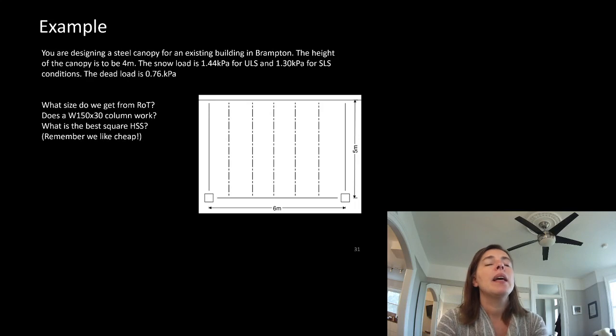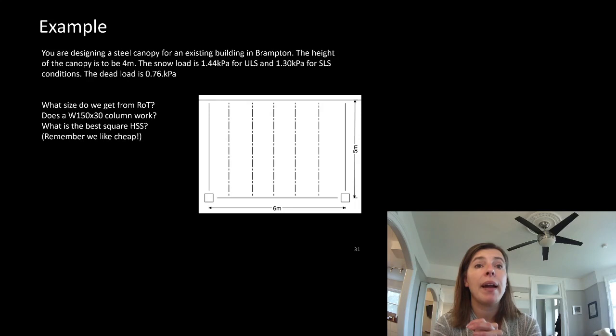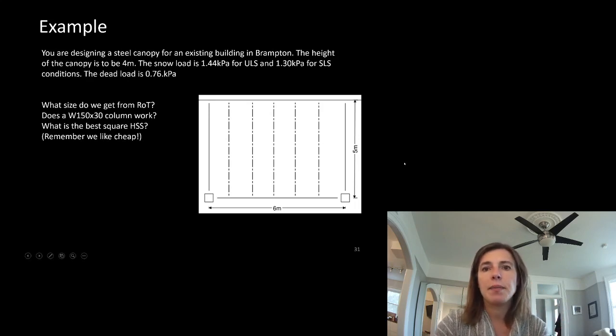And then they've said, this architect has a very clear idea of what they want this canopy to be. Maybe they're trying to match interiors. They've said, does a W150 by 30 work for a column? They want that to be the column. And then they've also said, we acknowledge, though, that that's just our aesthetic. So we want to know, is there an HSS that's smaller that would work for us as well? And then tell us kind of which one you think might be more expensive. And so that's the task they set out for us.